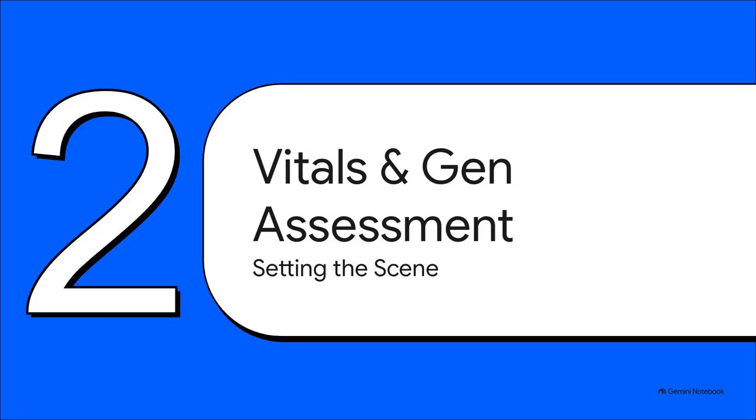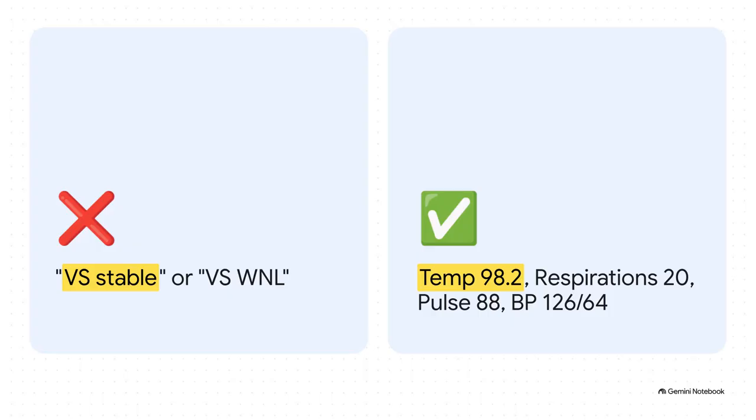Section 2, Vitals and General Assessment, Setting the Scene. Just look at this stark difference here. Vague vital signs, like writing VS stable or VS within normal limits, really leave a dangerous gap in your documentation. But when you write out the actual exact values, you're doing 2 really critical things. First off, you provide an unambiguous baseline for this specific encounter.